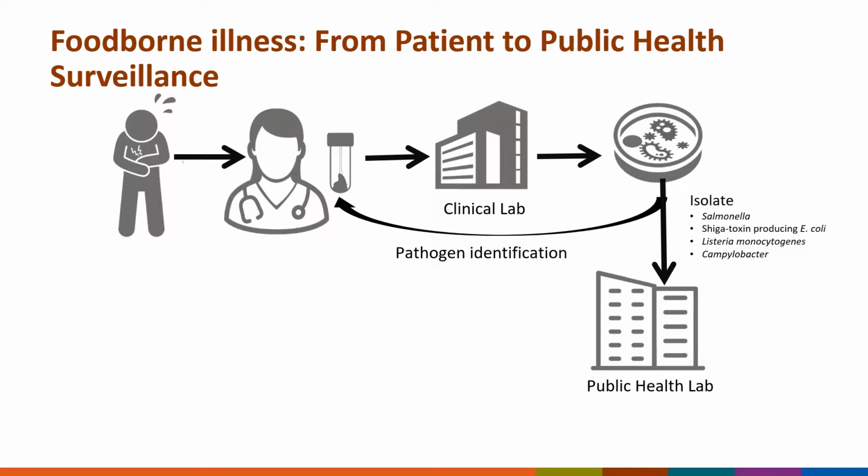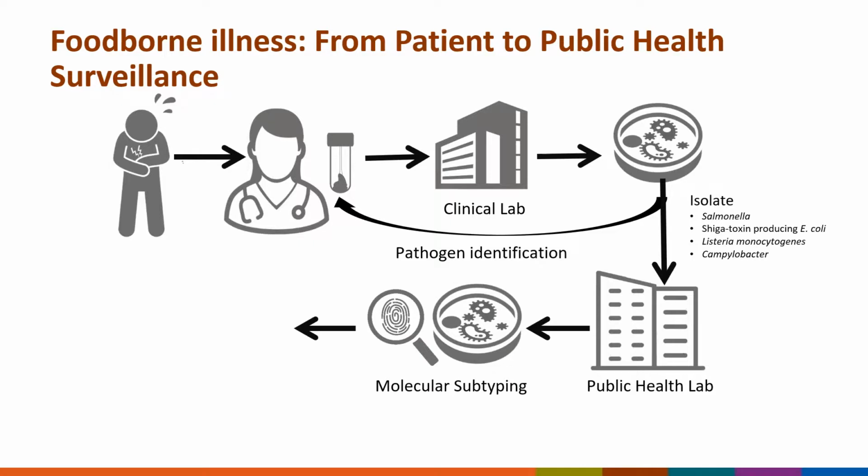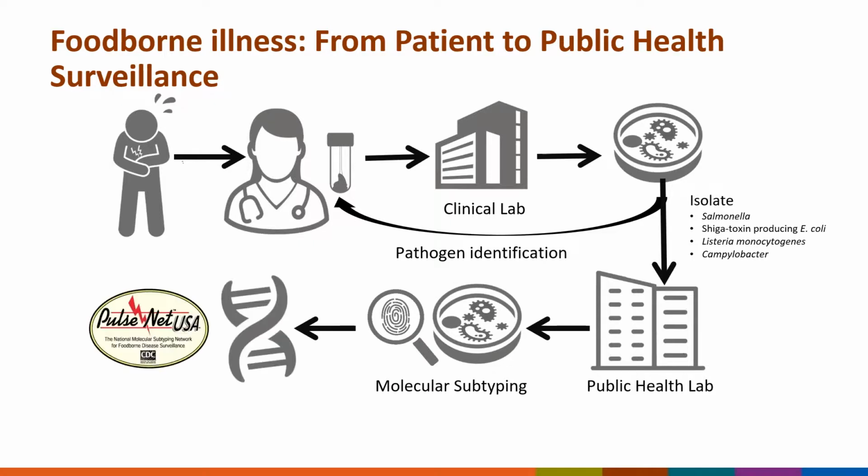The different pathogens we track as part of PulseNet include Salmonella, Shiga toxin-producing E. coli, Listeria monocytogenes, Campylobacter, Vibrio, and Cronobacter. If the isolate belongs to any of those pathogens, then that isolate is forwarded to a public health lab. At the public health lab, molecular subtyping is performed. And that data, now whole genome sequence data, is then uploaded to a national PulseNet database where potential matches are identified to identify outbreaks.